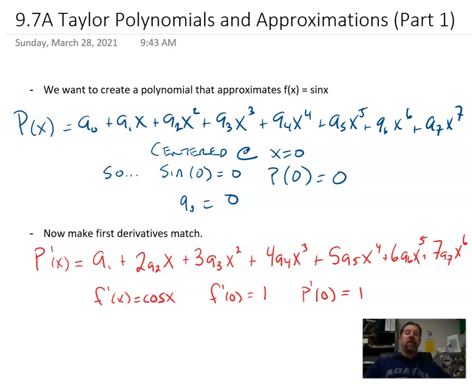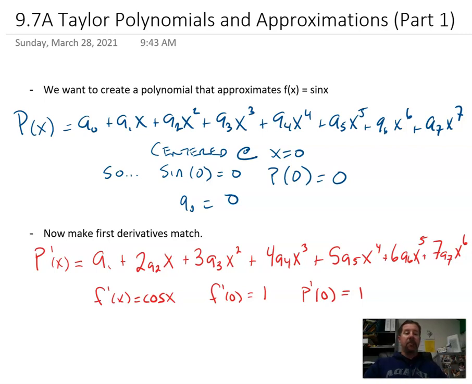All right. So now again, I'm trying to make my derivatives match. So if f of x is sine x, then f prime of x would be cosine x. And then f prime of 0 at our centered point would be 1. Okay, cosine of 0 is 1. And so because f prime of 0 equals 1, then p prime of 0 should also equal 1.